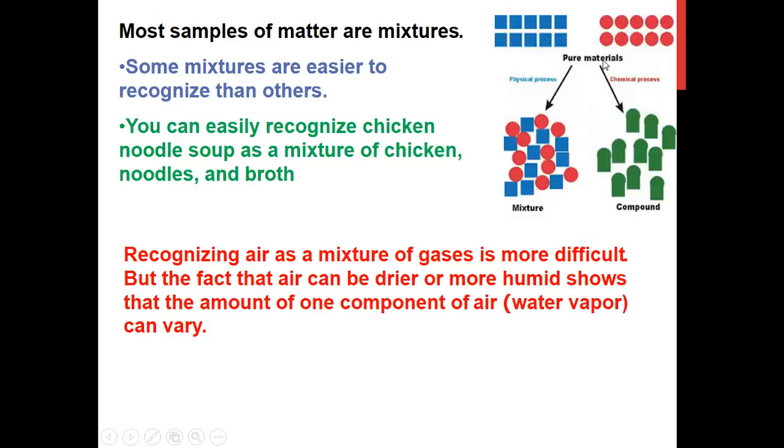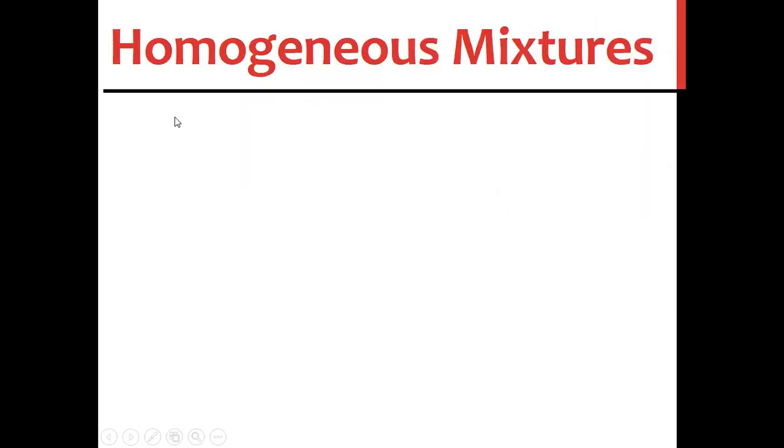Okay, this is a pure material, which could be a compound or element. Most samples of matter are mixtures. Some mixtures are easier to recognize than others. You can easily recognize chicken noodle soup as a mixture of chicken, noodles, and broth. Recognizing air as a mixture of gases is more difficult, but the fact that air can be drier or more humid shows that the amount of one component of air, water vapor for example, can vary.